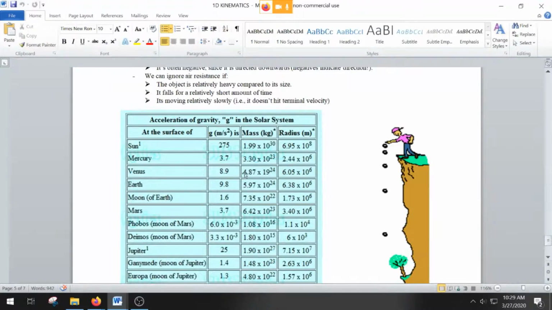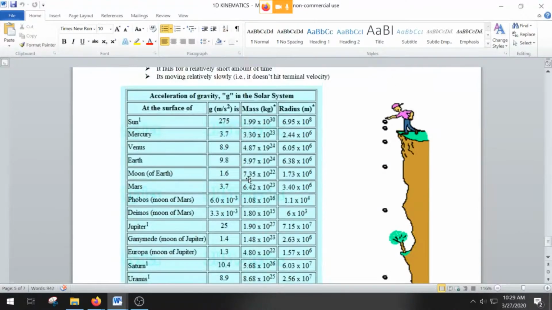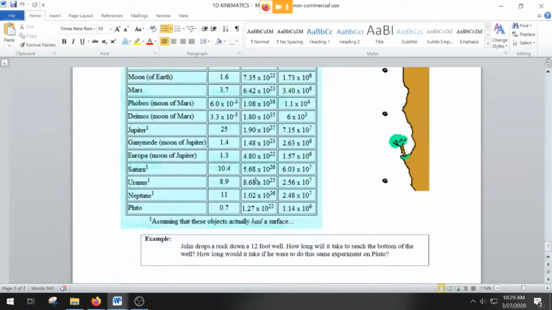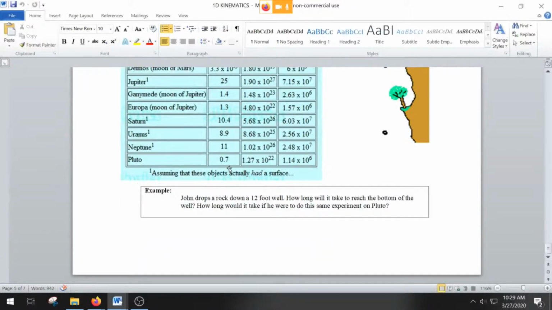Again, keep in mind g varies throughout the solar system. We've seen the equation for determining g on any planet given the mass and the radius. But other than that, you use the same kinematic equations. So let's take a look at one last example together. We're told that John drops a rock down a 12-foot well, and we want to know how long it takes to reach the bottom of the well.